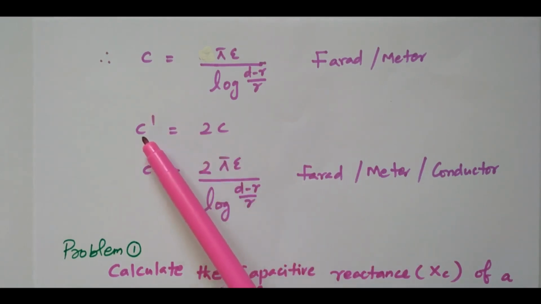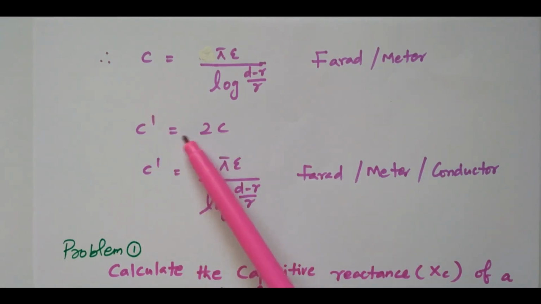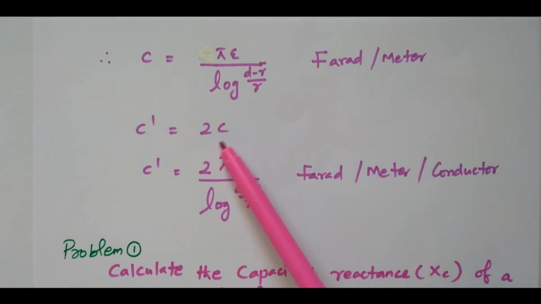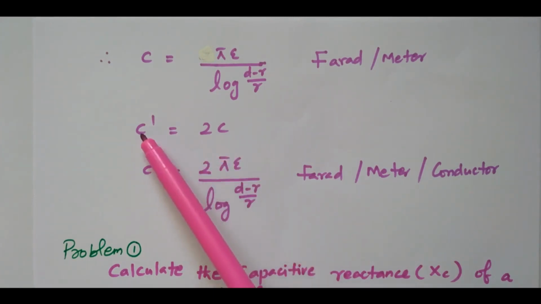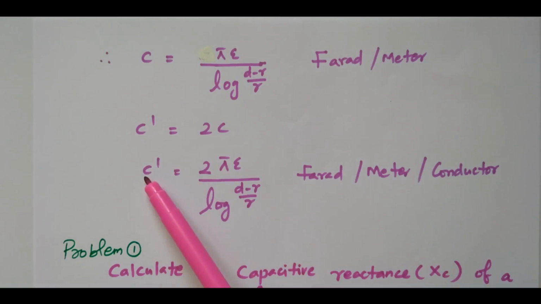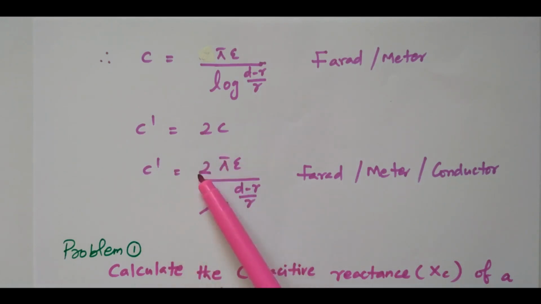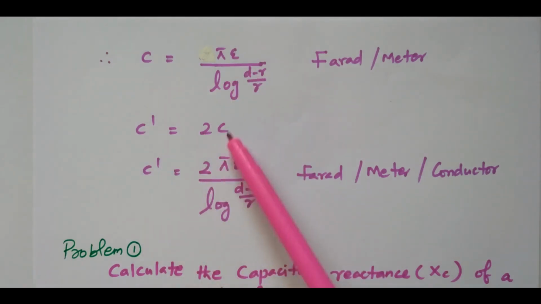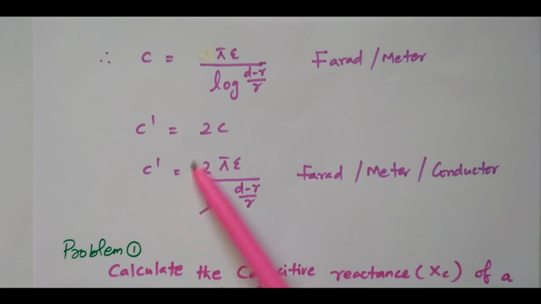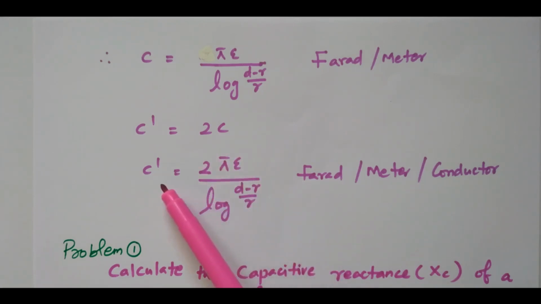What is the capacitance per conductor? C dash equal to 2 times C, 2 times the total capacitance. Capacitance per conductor, so that is C dash equal to 2 times this C. Right? 2 pi epsilon divided by log d minus r by r. So this is the capacitance due to a single conductor.